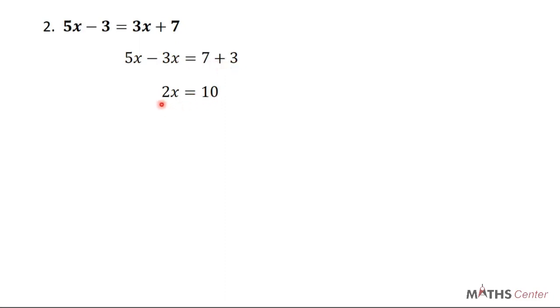So this looks like the first type that we saw. When you get here, what do you do? You divide both sides by the number attached to x. The number attached to x is 2, so we divide here by 2, we divide here by 2, and x is going to give us 5.